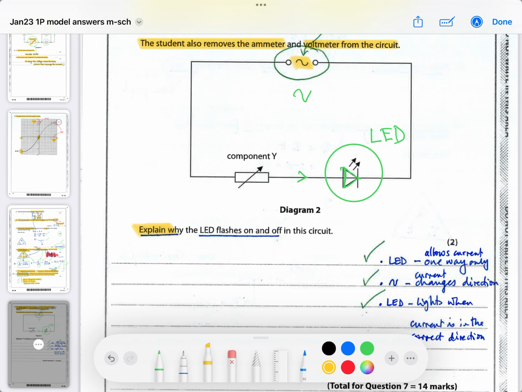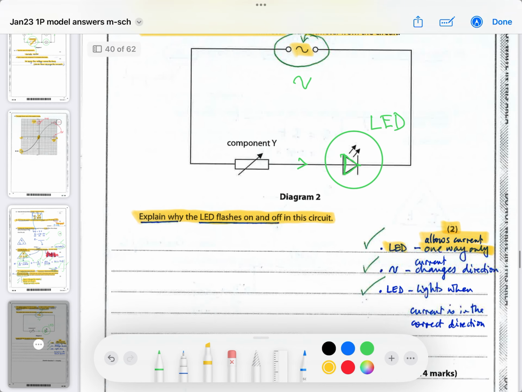Okay, explain why the LED then flashes on and off in this circuit. Now you've got to be able to put that into words and get 2 marks from it. So I put LED allows current to flow one way only. So you've got to put it in clear sentences. Remember, I've taught my students that to get the marks, you have to have the correct amount of depth and detail, and you've got to put things in English in a clear way. So depth, detail, clarity. Now this shows that the current changes direction every half cycle.